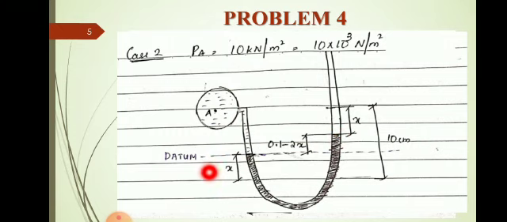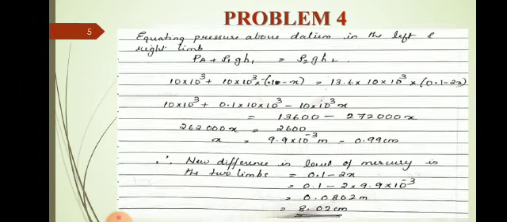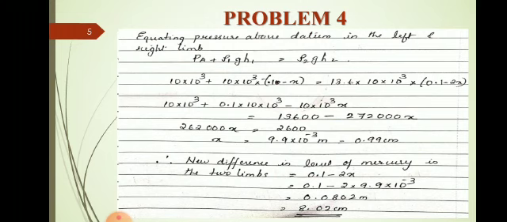Now, which is the datum line in the second case? This is the lower level of mercury. So draw a horizontal line along the lower level of the mercury, and that will become the datum. Now, what is the next process? We have to equate the pressures on both the limbs above the datum line. So equating pressure above the datum line in the left and right limb.